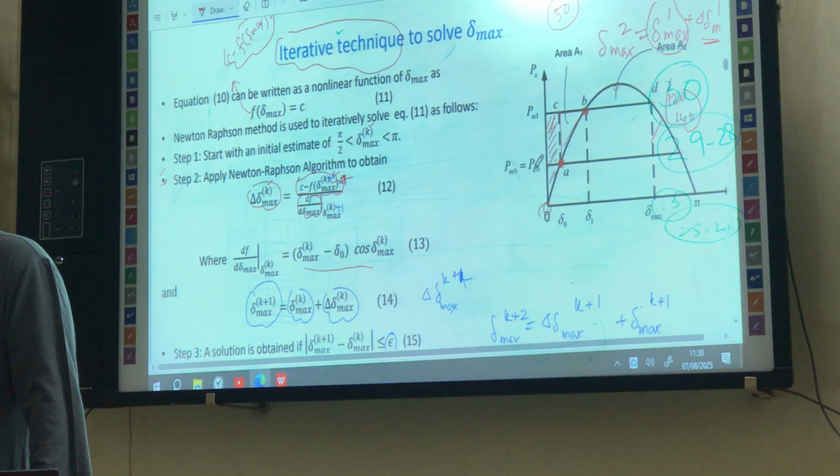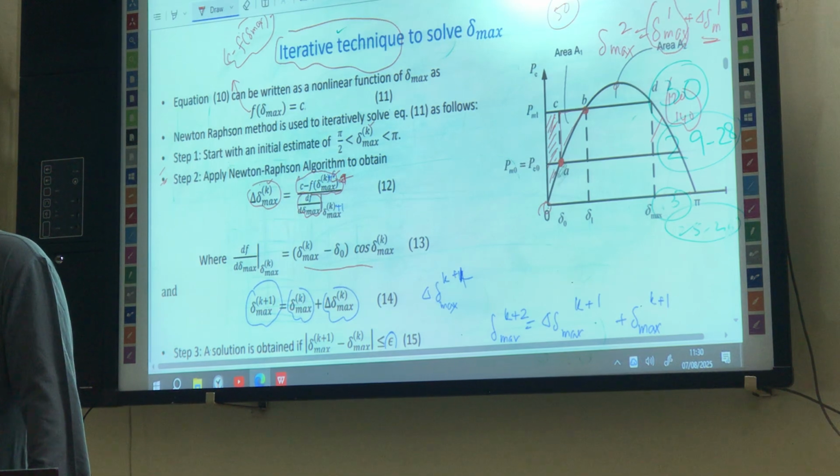The acceleration energy has no contribution for us. If you take it from here, then it will be the acceleration area, because in this region your PM1 is higher than your P, so it will be acceleration energy. But as you are considering your journey from point A, you will not get this acceleration energy in the calculation.